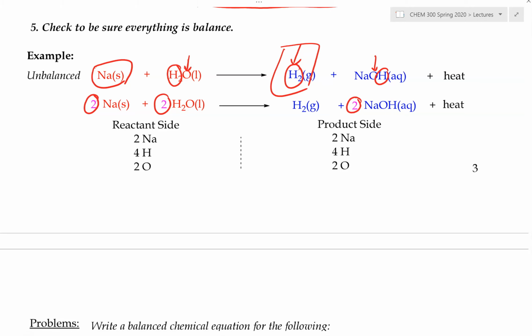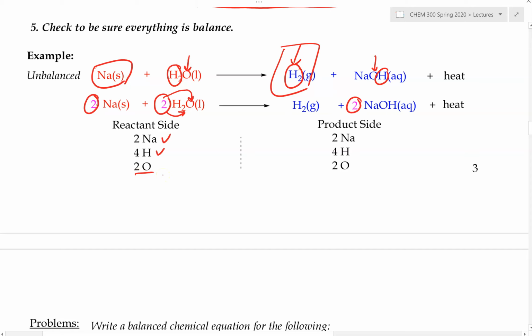And why? Let's count the atoms to make sure that the amounts are the same. If we have 2 in front of sodium on the reactant side, we have 2 sodium. If we put 2 in front of water, then make sure you distribute this 2 to the 2 hydrogen in here. That will give us 4 hydrogen. And again, do not forget to distribute this 2 to the oxygen as well. So this now gives us 2 oxygen.